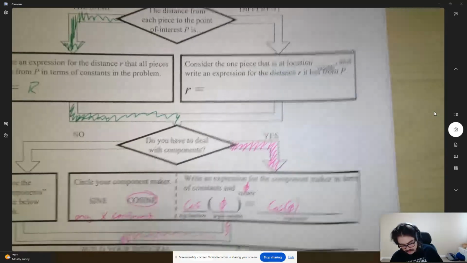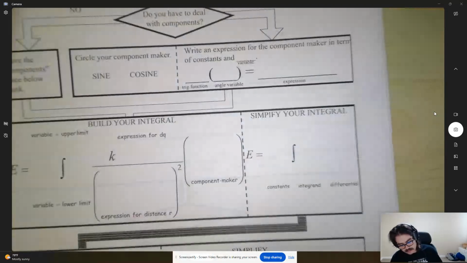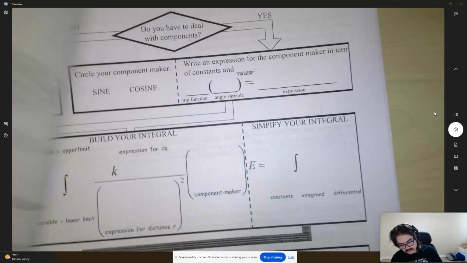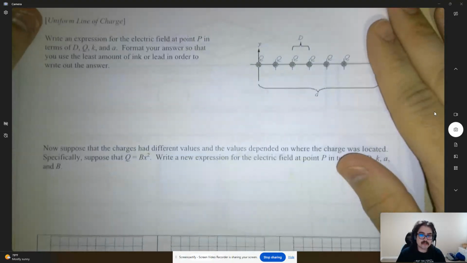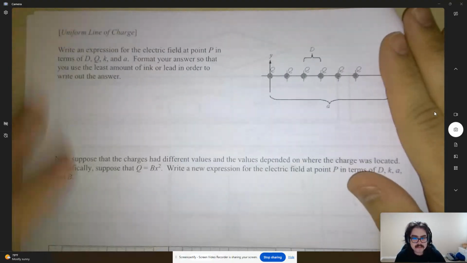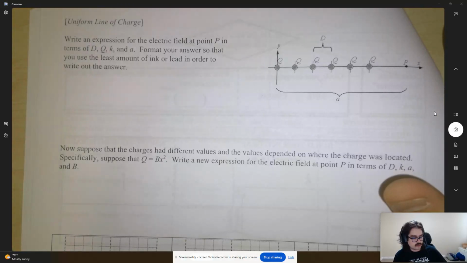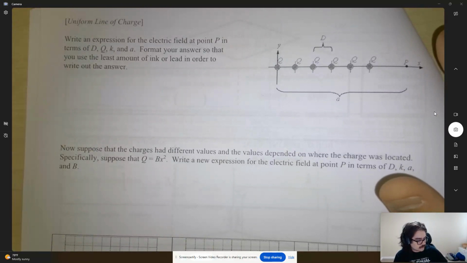The next one, I believe it tells you to do page 18 first before you start that page. So I'm going to go to page 18 real quick, and you're going to see everything that we're going to do here. I don't know why page 18 doesn't just come first. Okay, this is like a train of charges, or a uniform line of charges.